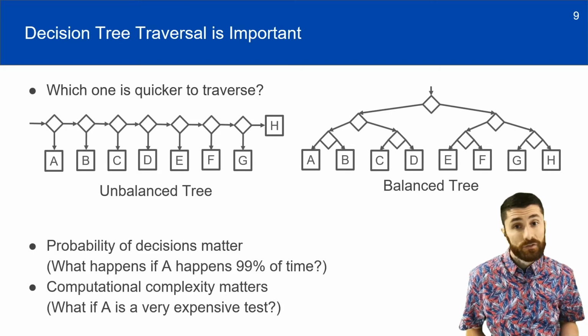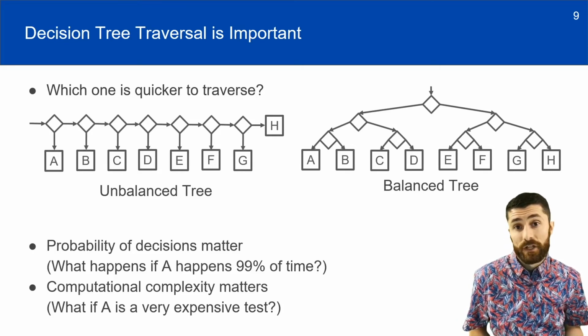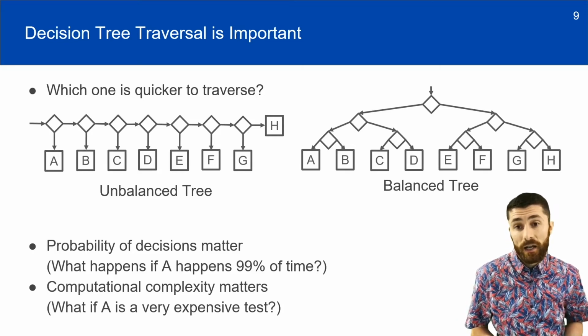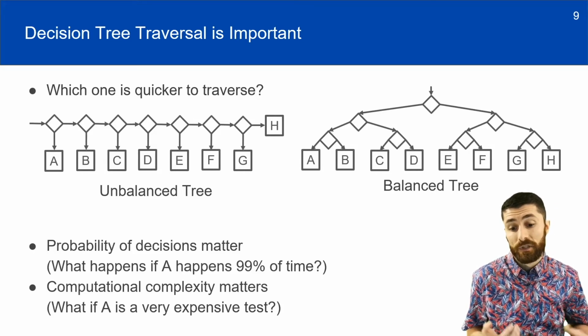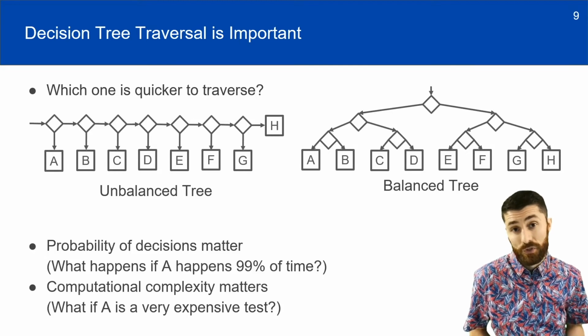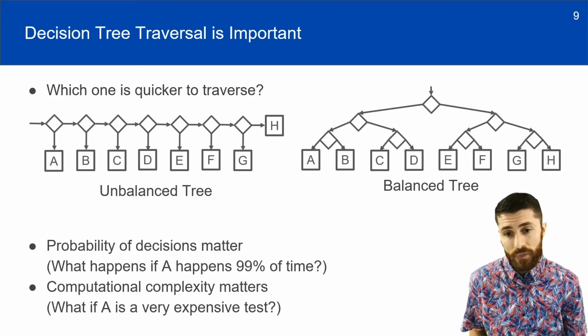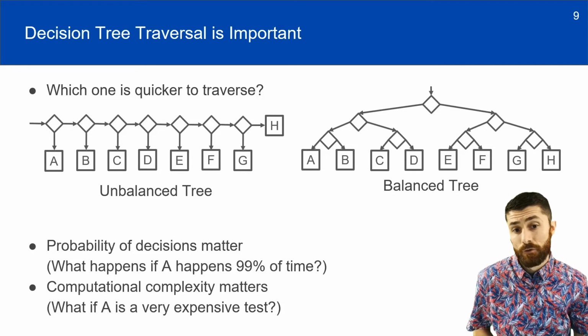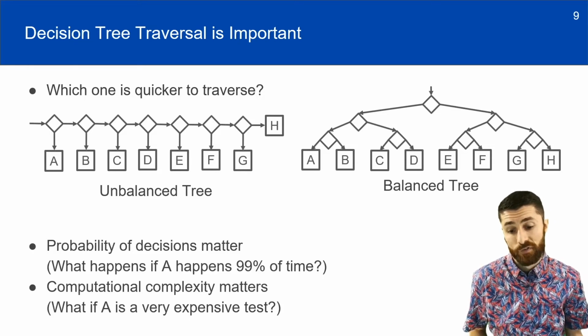Therefore, in order to make a decision about which type of tree suits your particular problem, it really depends on the probability of each action occurring and the complexity or the computation time it takes to perform the test in order to deduce which action should happen. So it's very important to consider the traversal of a decision tree when you are coding your AI algorithms.